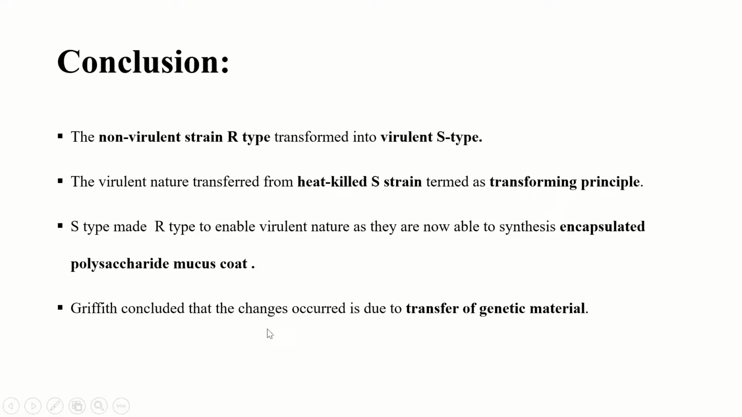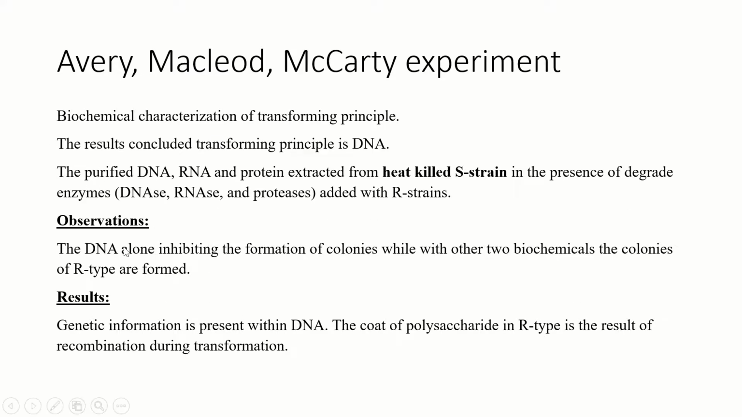So Griffith was able to conclude that there were changes occurring due to transfer of genetic material. Now, Griffith was able to identify that something is getting transformed, but he was not able to tell exactly what is transforming. So to identify the composition, Avery, MacLeod and McCarty did an experiment to know what that particular transforming principle is, and they concluded that DNA it is. The experiment was known as biochemical characterization of the transforming principle.